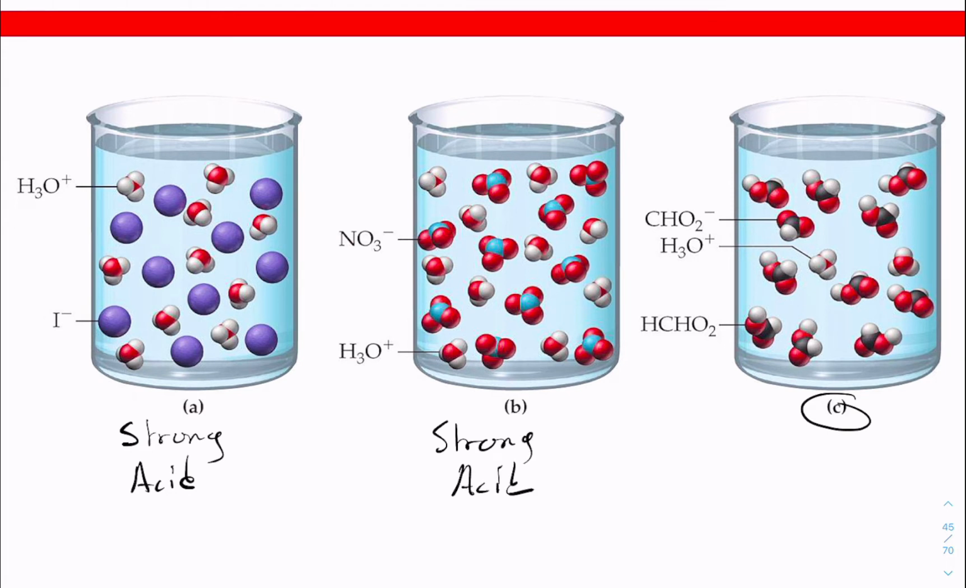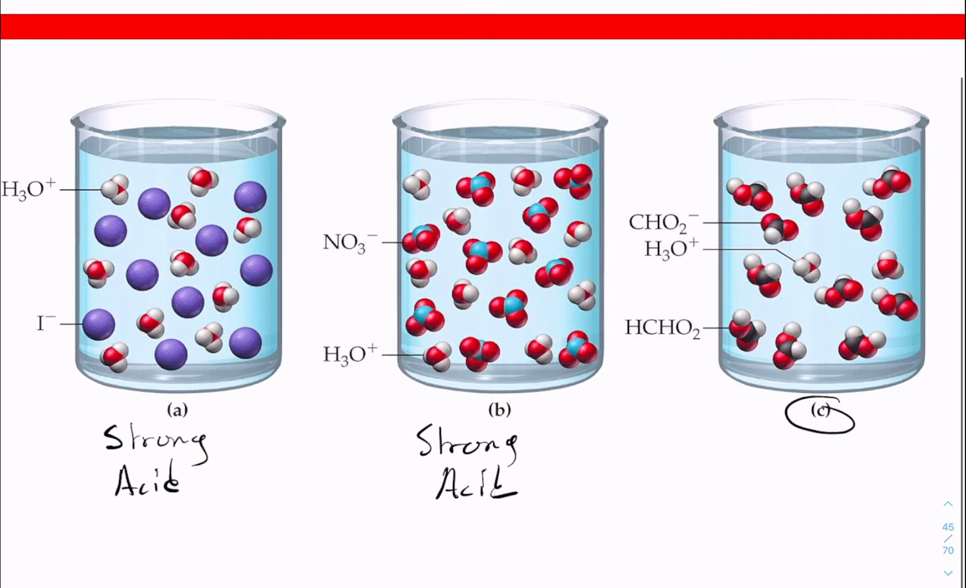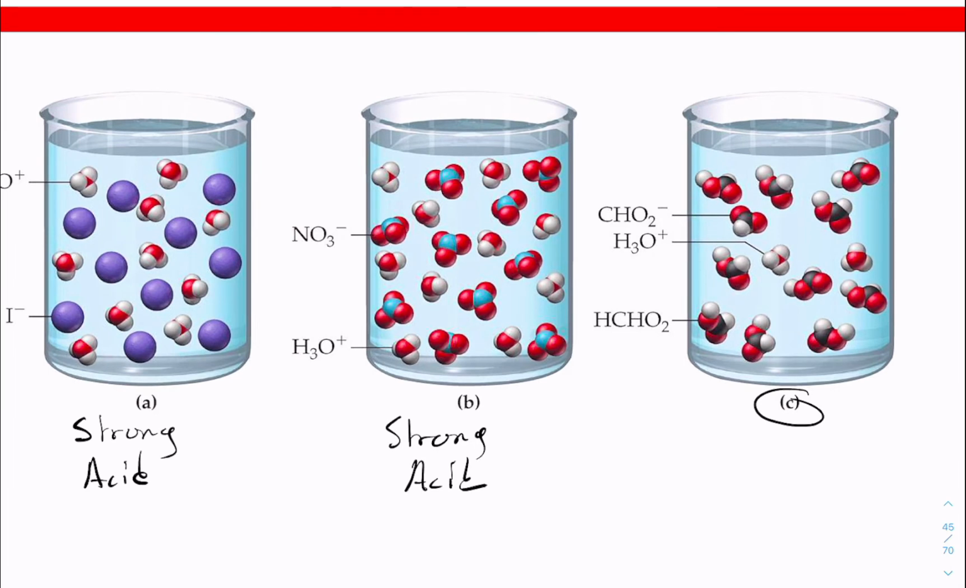If it's completely ionized, that's an indicator that it's a strong acid. Strong acids are also strong electrolytes. So it creates a lot of ions in the solution and conducts electricity: strong electrolyte, strong acid. This last one then, by process of elimination, we know must be the weak acid.